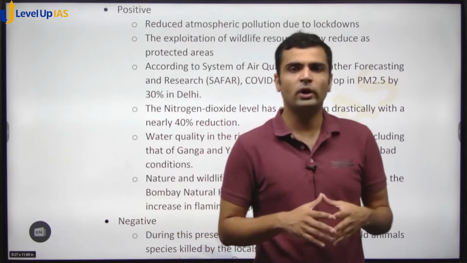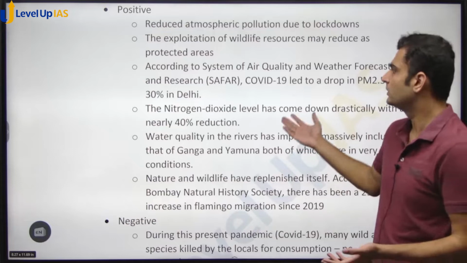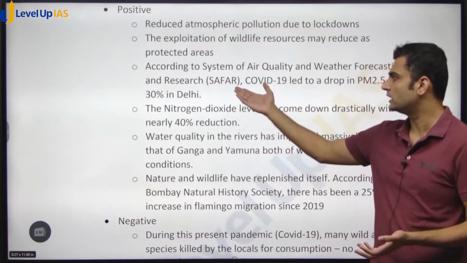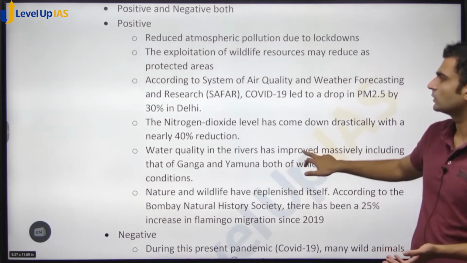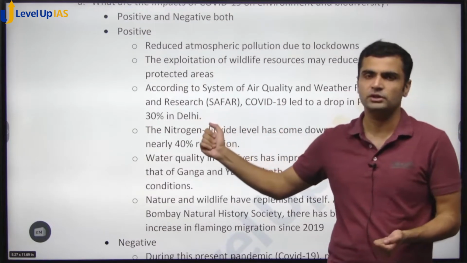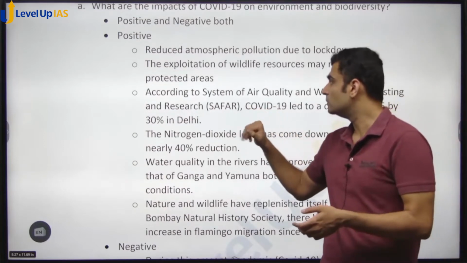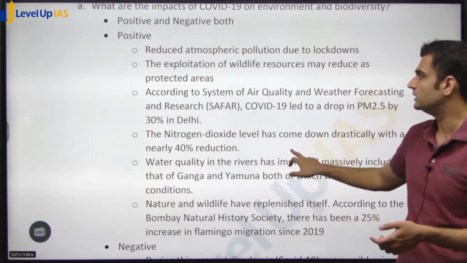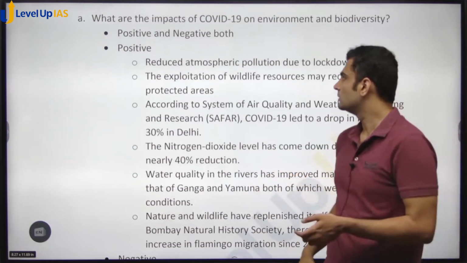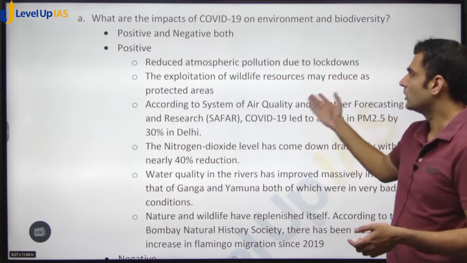So how are you going to substantiate your argument? You have to give some data. So here I have given you data from SAFAR, as you know, System of Air Quality and Weather Forecasting and Research. This is Government of India initiative. For prelim, you can tell me which ministry publishes this data. Okay. So basically it reduced air pollution due to lockdowns.